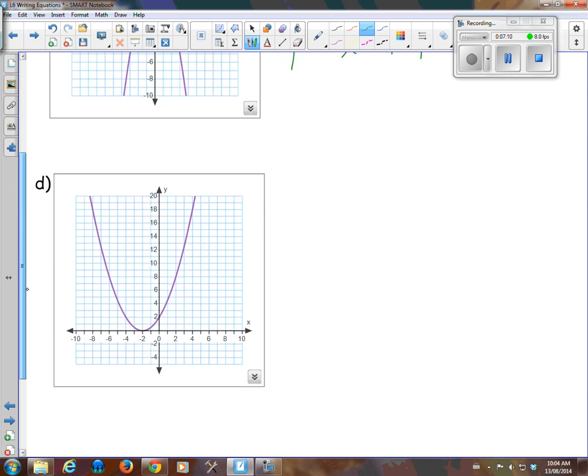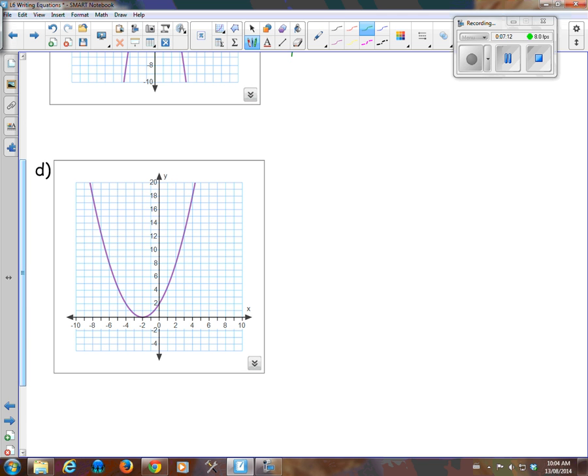Last one. Vertex. Boom. Over -2, up 0. So my vertex is (-2, 0).